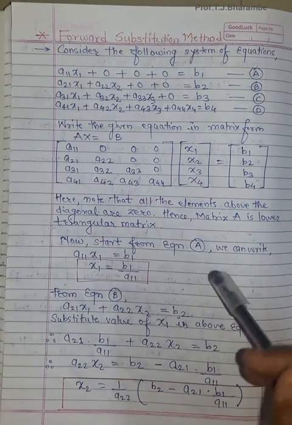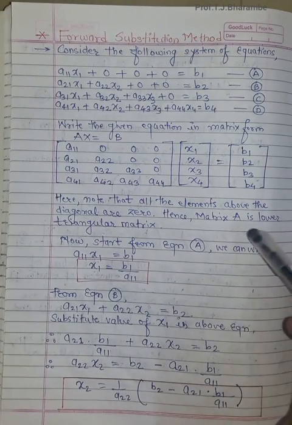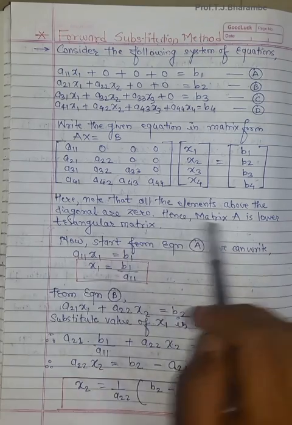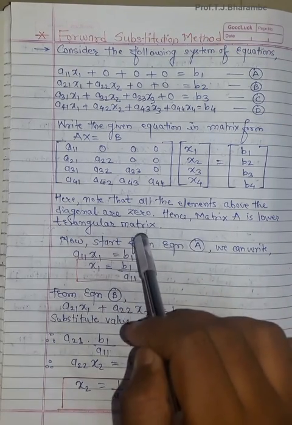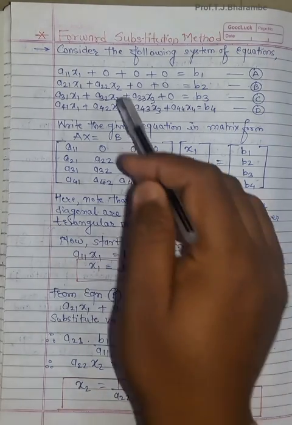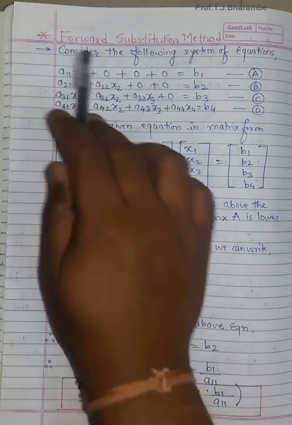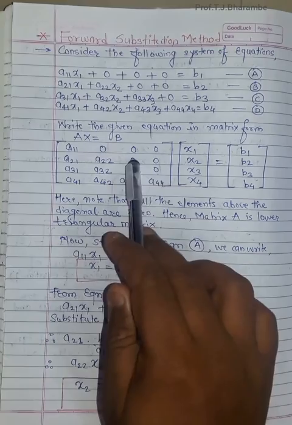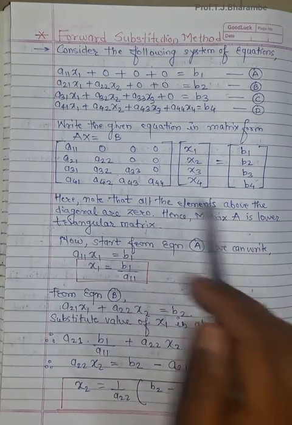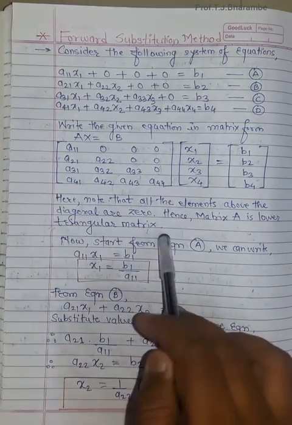So always remember, in the forward substitution method, the given matrix A should be in lower triangular form, and only then can you use the forward substitution method. In forward substitution, we start from the first equation, and the main condition is that matrix A should be in lower triangular matrix form.